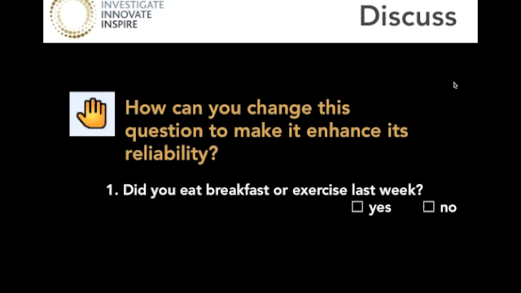So a good suggestion: break it down into smaller pieces, ask more specific questions about frequency, perhaps add some open questions in order to gather information in terms of what type of exercise or what types of foods. Great suggestions. Is there anything else?